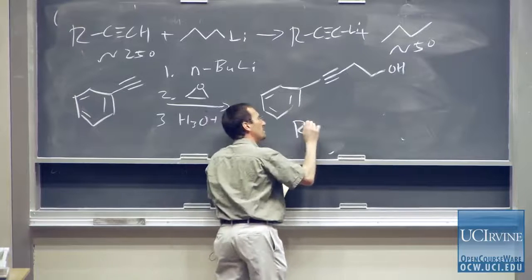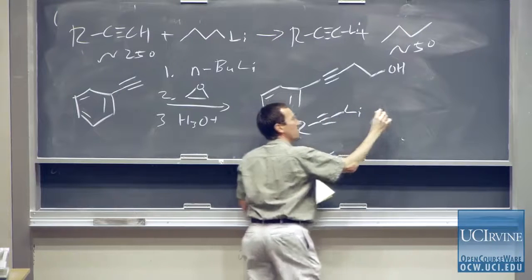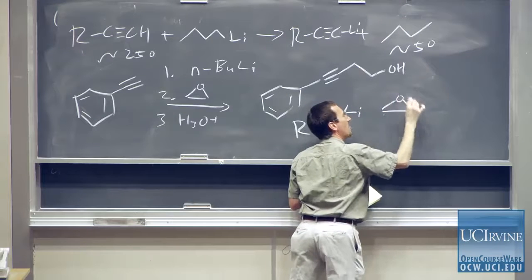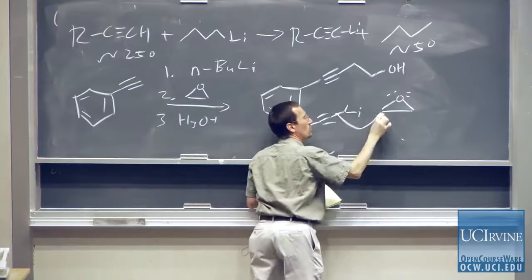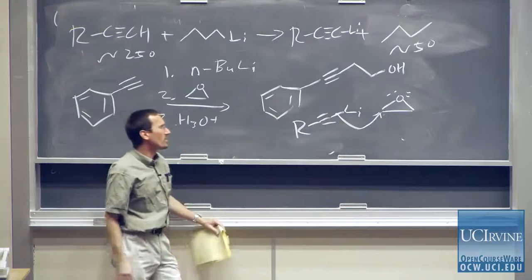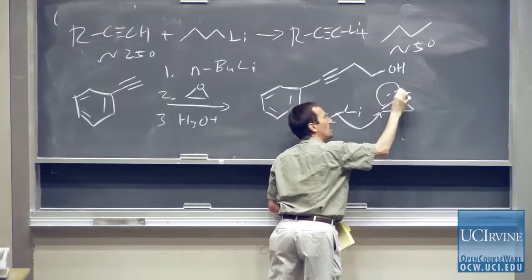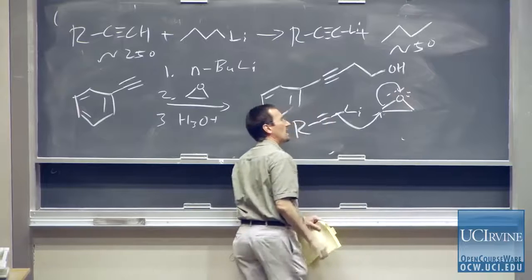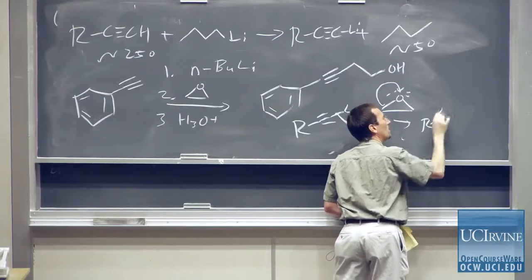is not connected directly to the carbon where the nucleophile attacked; it's one carbon over. You can think of this as R, the alkynyl lithium, reacting with the epoxide, so we're going to draw electrons flowing from the carbon-lithium bond into the carbon-oxygen bond, pushing electrons onto oxygen and opening up our ring.